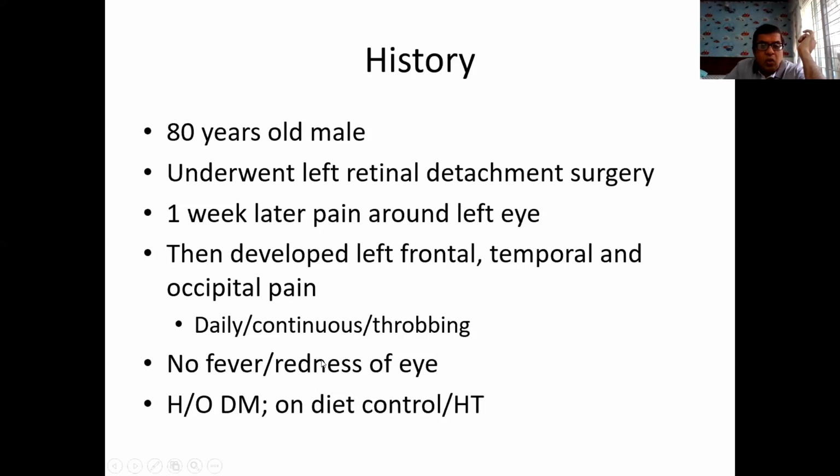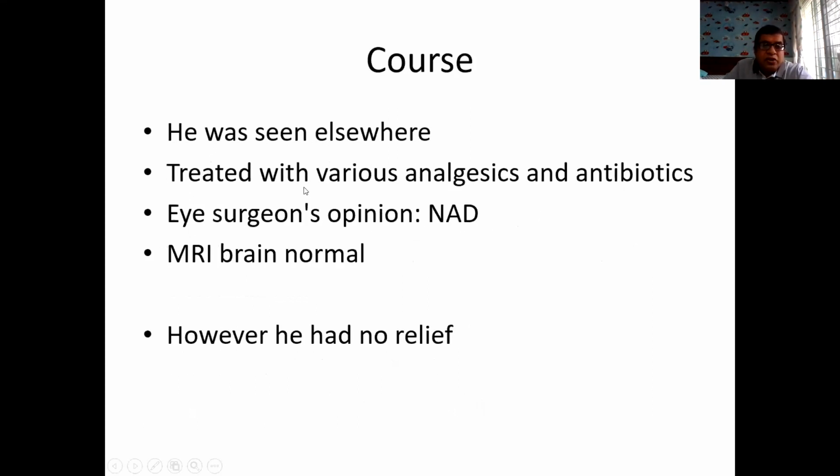There was no fever, no redness of the eye. The patient was diabetic. He was only on diet control and had hypertension. He was seen elsewhere. He was treated with various analgesics and antibiotics. The ophthalmologist's opinion was taken and he said everything is fine from my end. MRI of the brain was done, which was normal. Still, he did not have any relief.